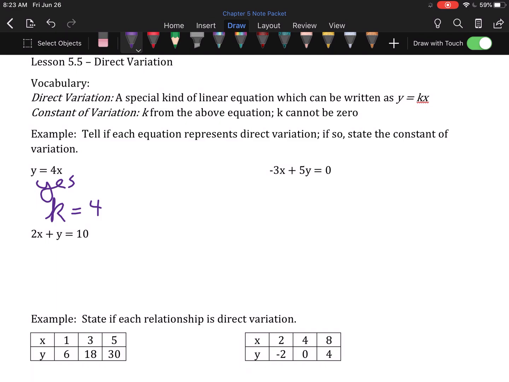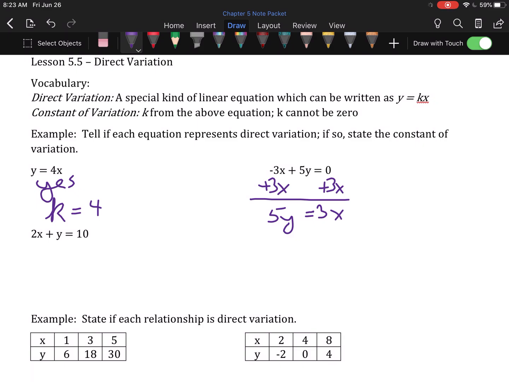This next equation isn't direct variation yet, but it could be. We need the equation to say y equals. So we have to get y by itself. That's going to involve doing 2 pieces of manipulation. We must add 3x to both sides. That's going to get us 5y equals 3x. We don't need the 0 at this point because plus 0 does nothing.